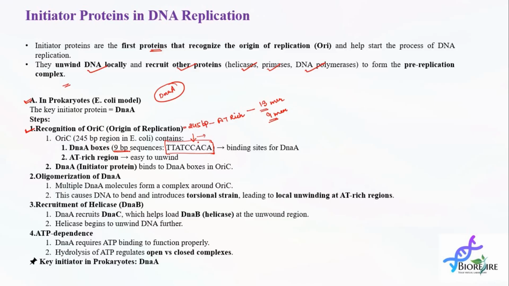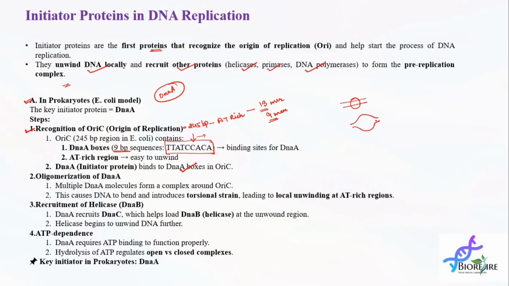Now at this position, the initiator protein DNA A binds with the ORI region. Let's suppose this is the region. At this position, DNA A protein will bind and it will unwind this region like this.